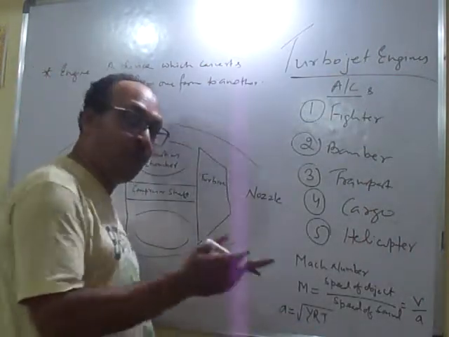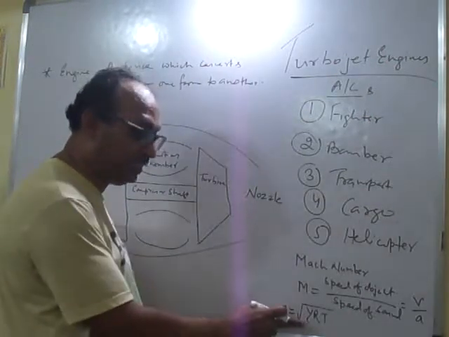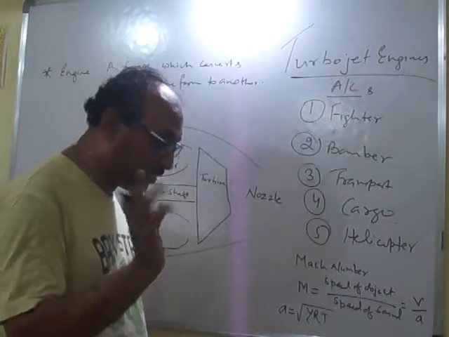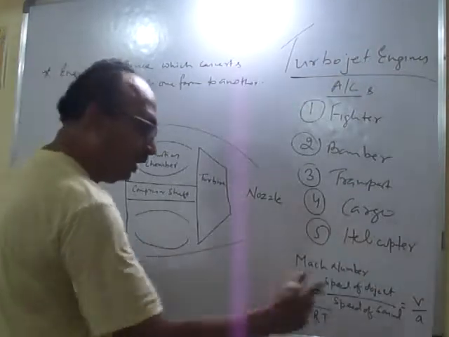So speed of sound is not a constant. See, this gamma, which is the ratio of specific heats, and R, the gas constant, are constant, but T is not constant. So based on this formula, we calculate the speed of sound.